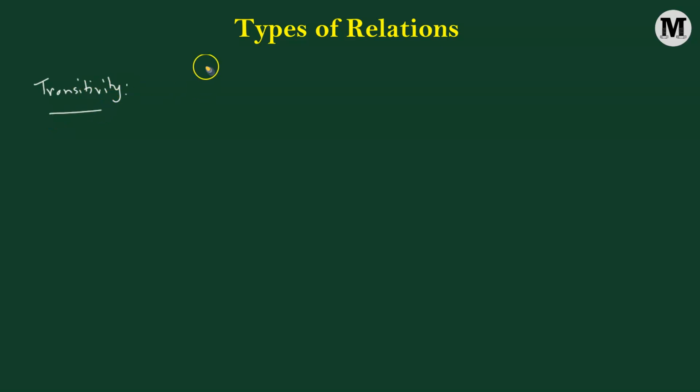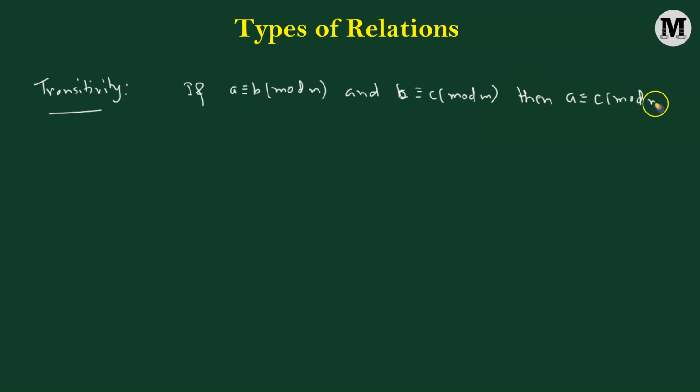So transitivity, that means here we have to show that if A is congruent to B modulo M, and B is congruent to C modulo M, then it must be true that A is congruent to C modulo M. If we can show that this is the case, then our relation R is going to be transitive as well.